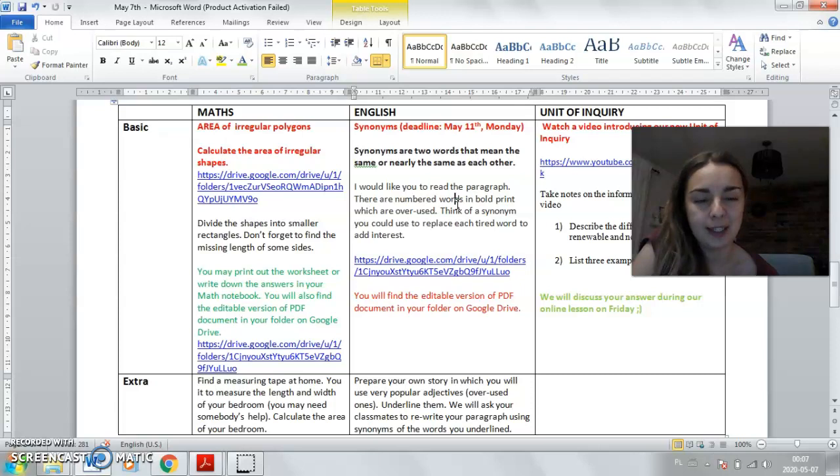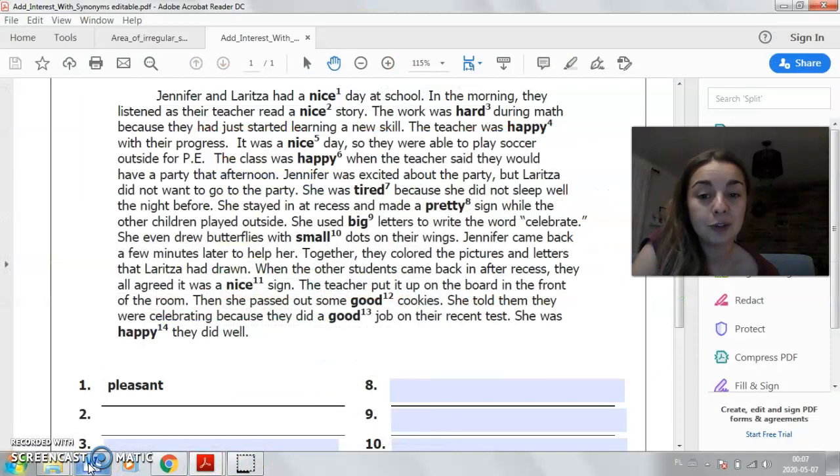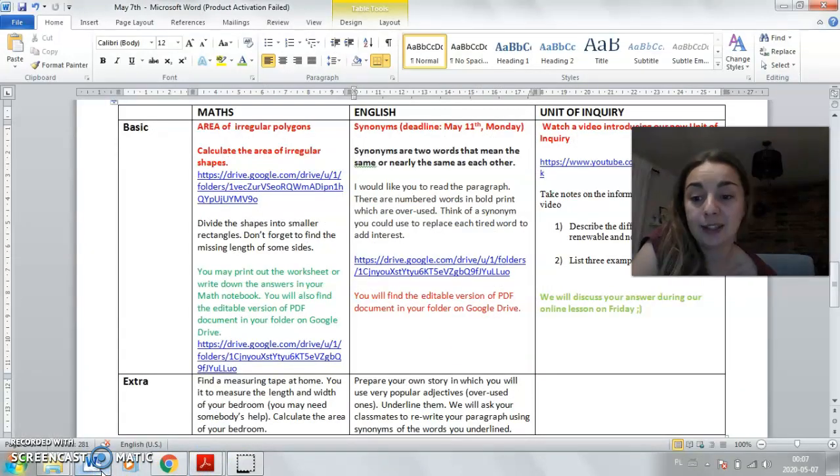If you are a risk taker and you would like to do something extra, you can prepare your own story, a short one, okay? In which you will use very popular adjectives and you will underline them. And then your classmates will be asked to do similar tasks. So to replace the overused words, very common adjectives, with more sophisticated ones, okay, with their synonyms. So if you're a risk taker, you can write your own paragraph. And that's the only thing that is left.